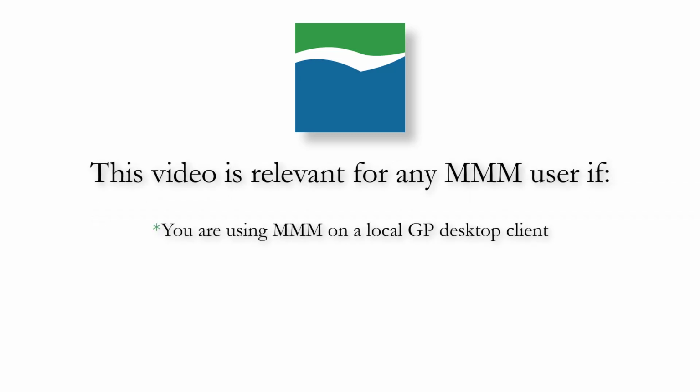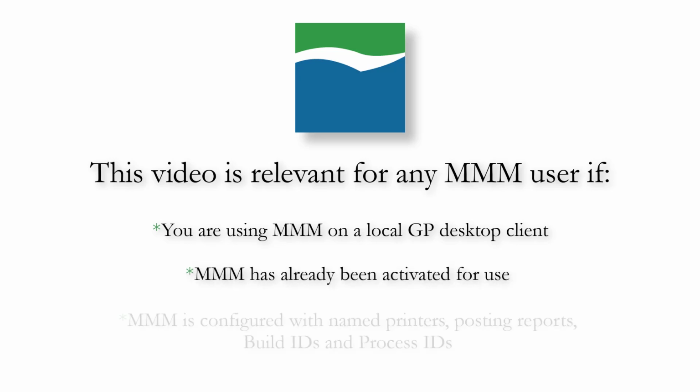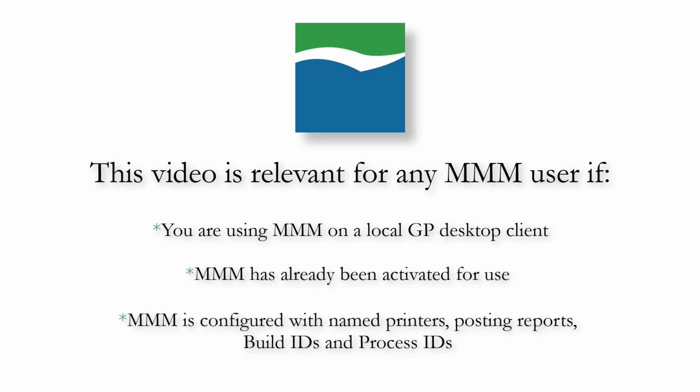This video assumes you are using MMM on a local GP desktop client. We also assume that you have already activated MMM and that initial setup is complete, including configuration of named printers, posting reports, build IDs, and process IDs. If you need guidance on how to effectively set up MMM, please refer to our video Multi-Batch Management Setup and Configuration on our videos page, linked in the description below this video.